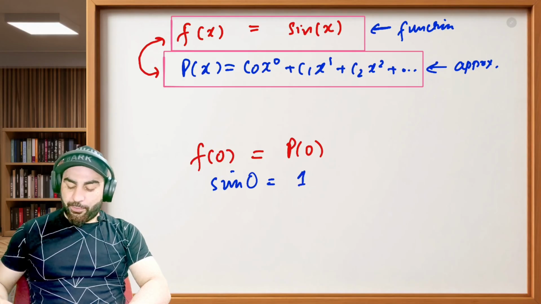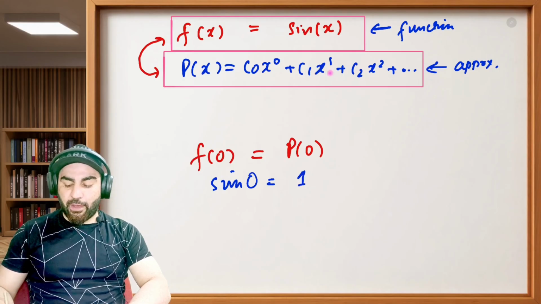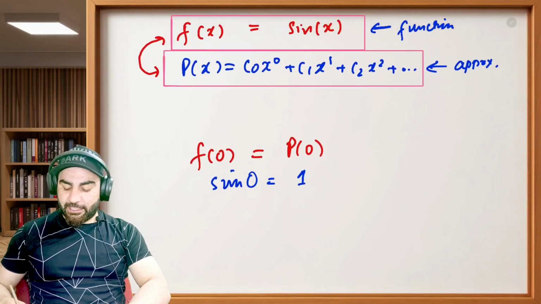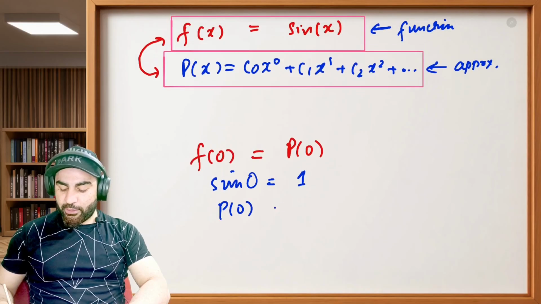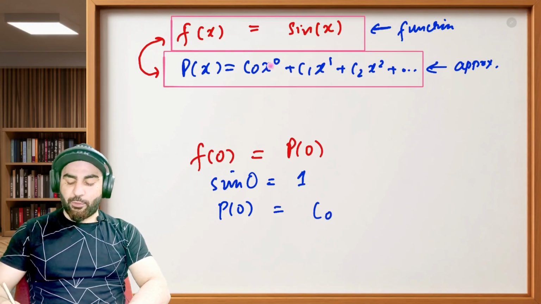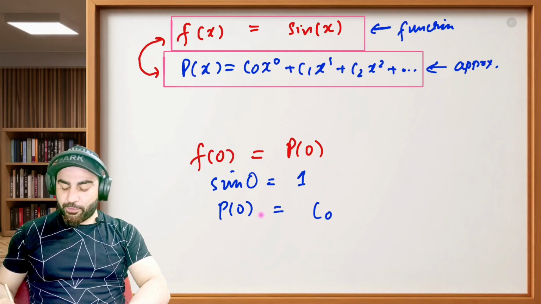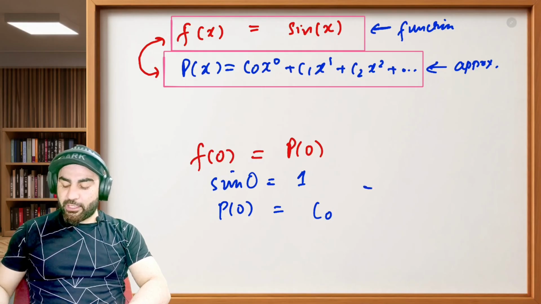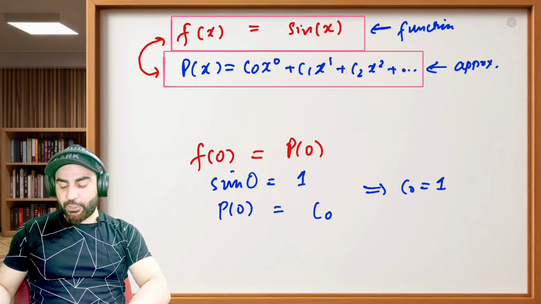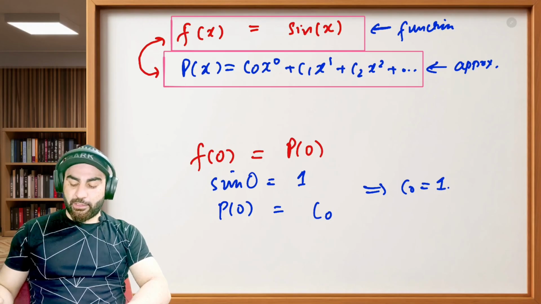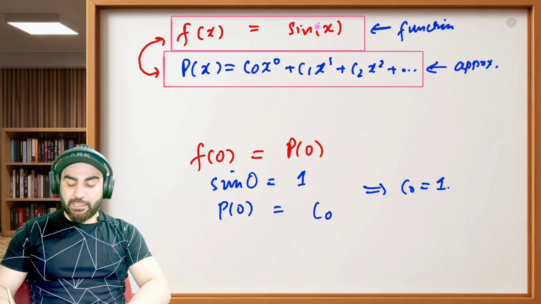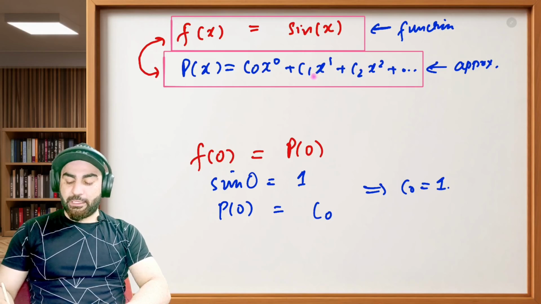Similarly, for p of x, put the value of x equal to 0 everywhere. What you will get is p of 0 equals c naught times x0, which is 1, and everything else will be 0. So p of 0 will be c naught. That means c naught is equal to 1. So in the case of sine, c naught is equal to 1. I am approximating this sine by using this. Now I need to calculate the other coefficients c1, c2.